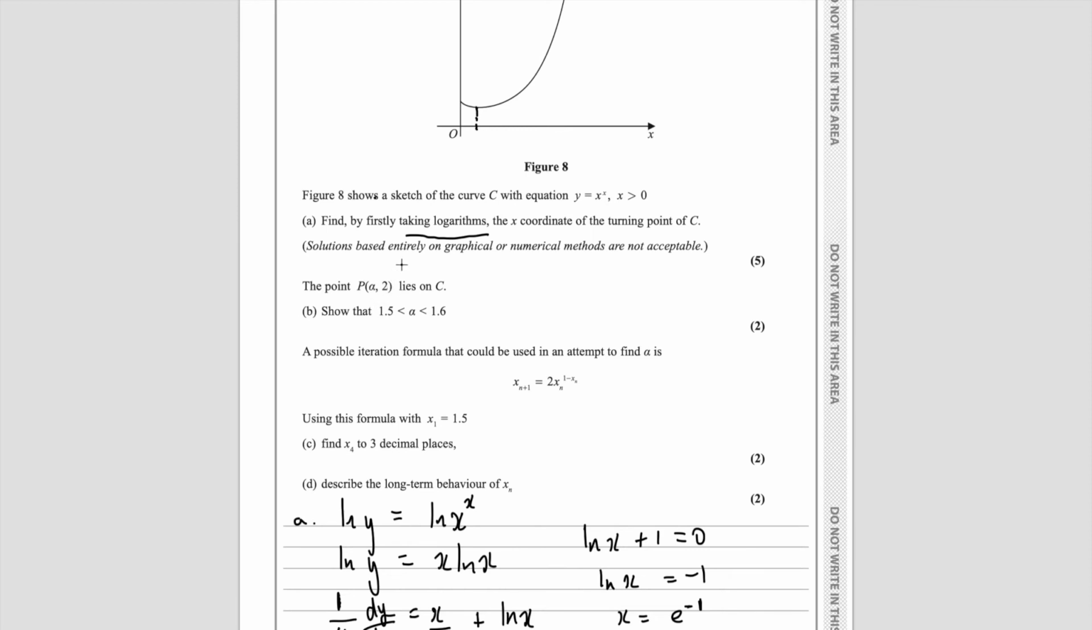Here we have just a sort of general standard point on the curve. So we're going to be substituting 1.5 into here and 1.6 into here. And if both answers give an answer that's on either side of 2, given the fact that the curve is continuous, we know that alpha lies between those points.